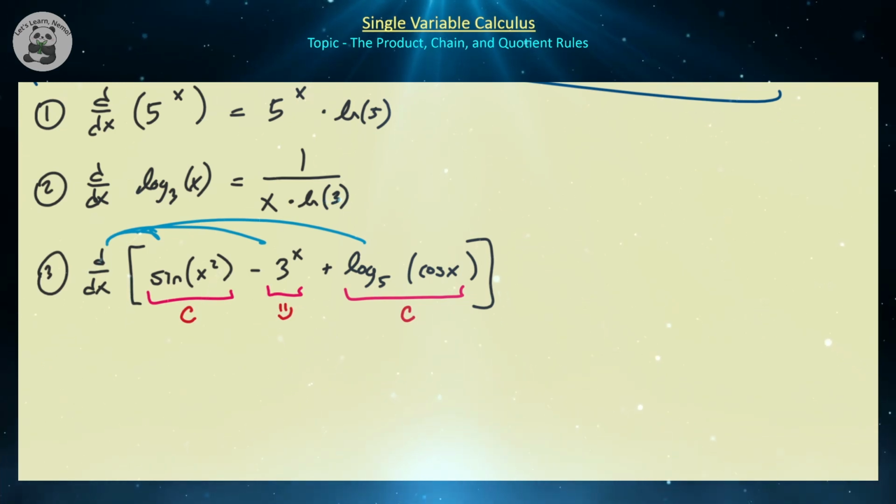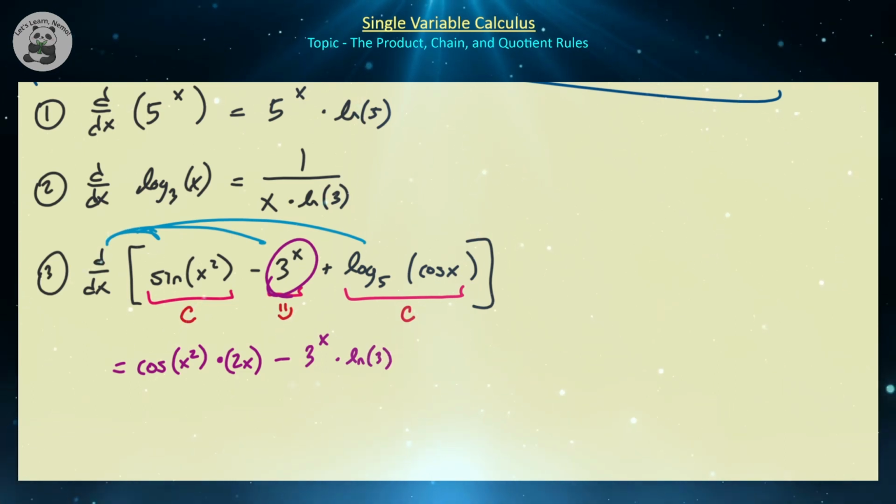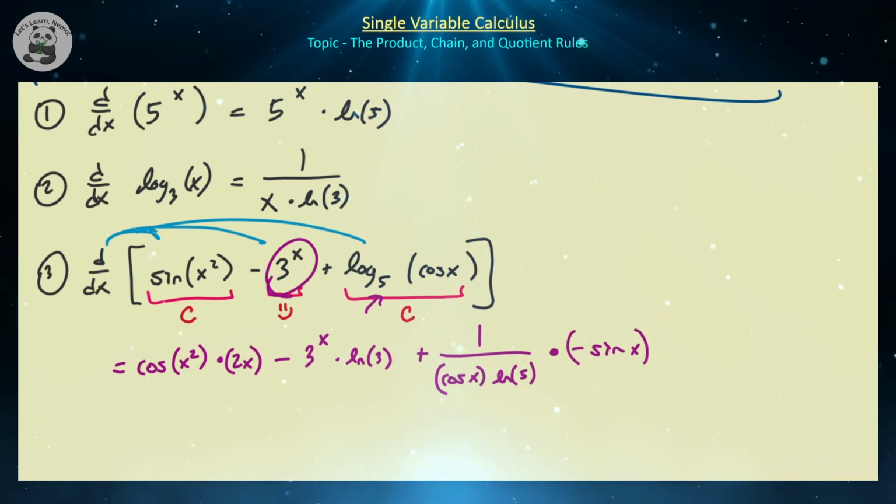So what is the derivative of the sine of x squared? The derivative of the exterior function is just going to be equal to the cosine of x squared times the derivative of the interior, which would be 2x. And then we move on to this exponential, so the derivative of 3 to the x would be 3 to the x times the natural log of 3. And then for the last one, the derivative of the exterior function is just going to be 1 divided by the interior function, which is cosine of x, times the natural log of 5, and the derivative of its interior function will just be equal to the negative sine of x. Obviously, you should be able to present that in a nicer way, but technically speaking, that is the answer we seek.